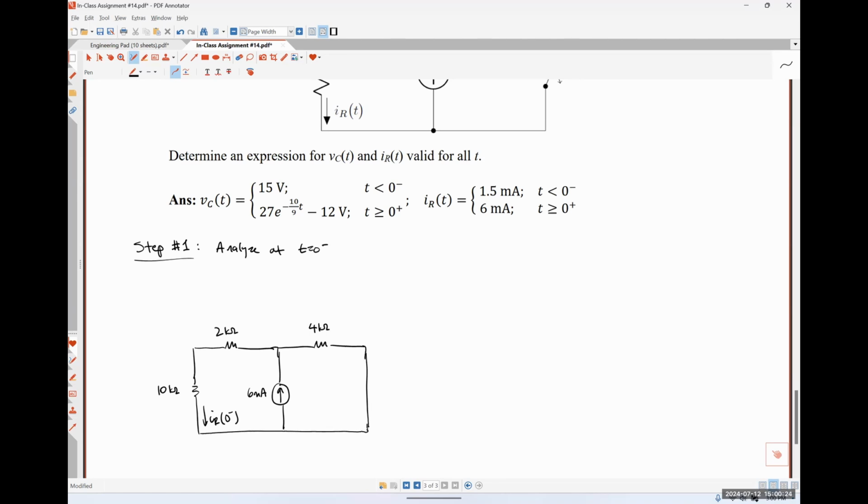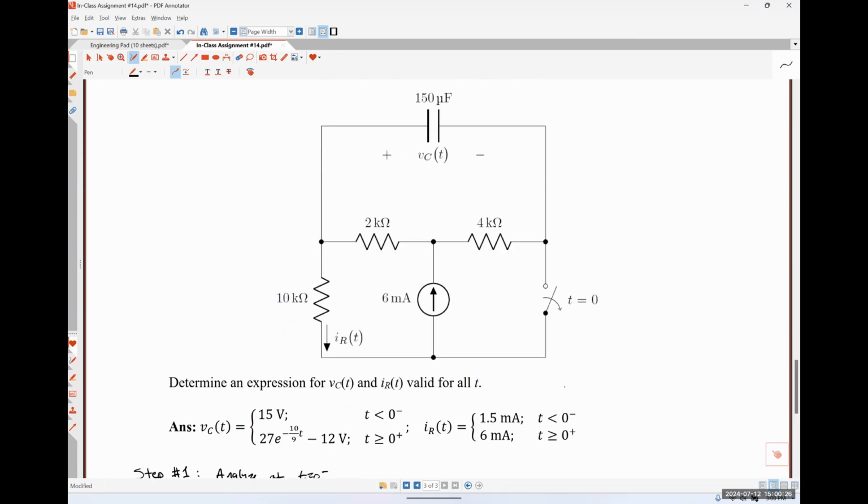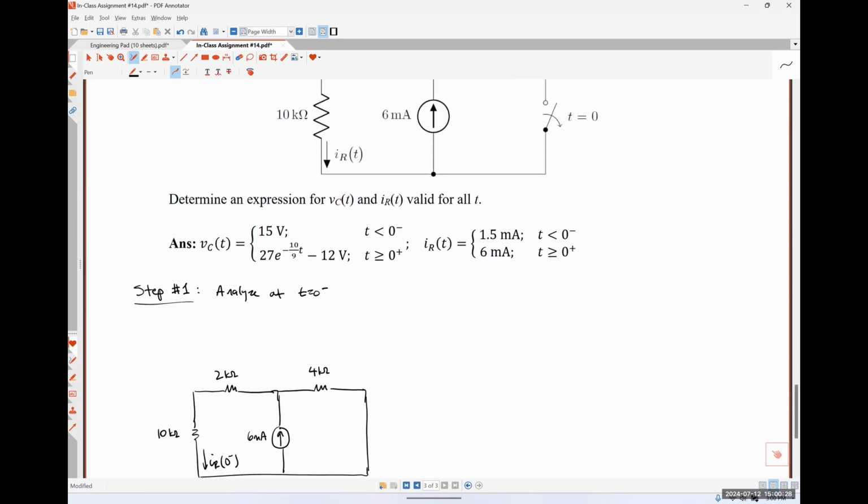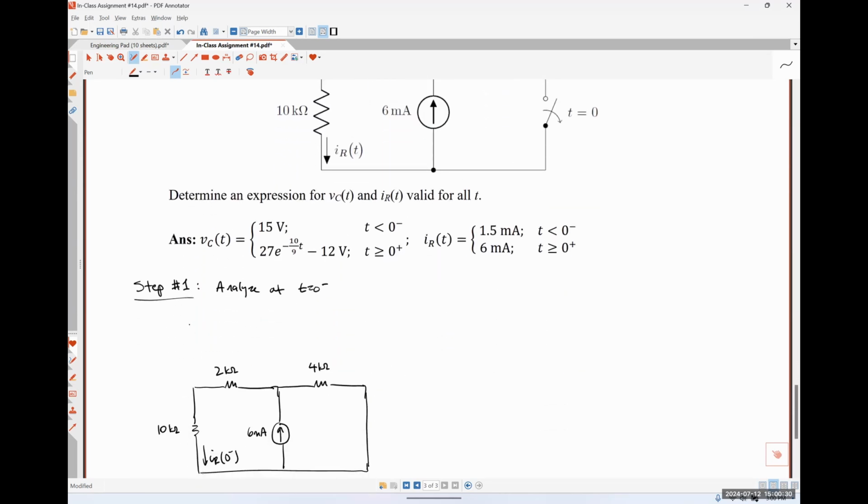I have a capacitor over the top. What should I do with my capacitor? It's an open circuit. Exactly right. Thank you, Austin.